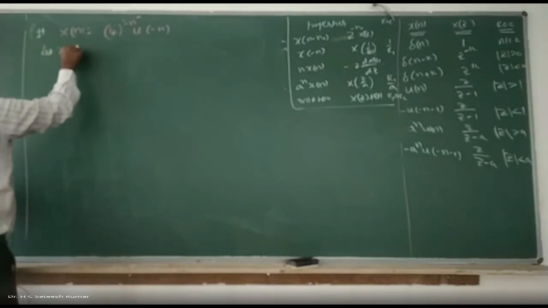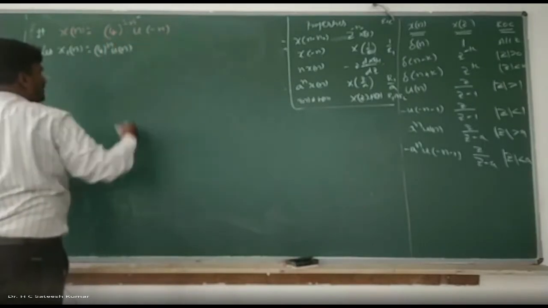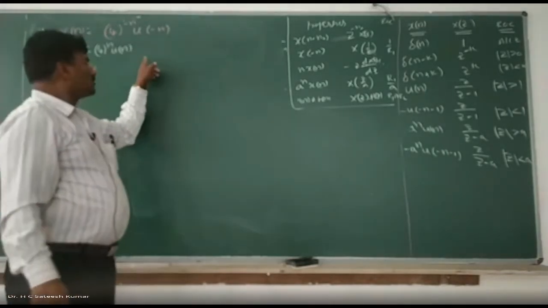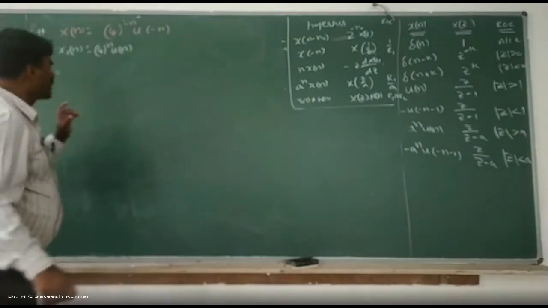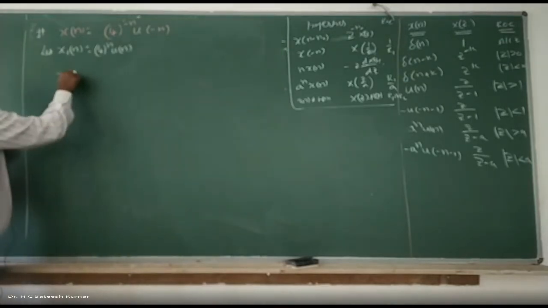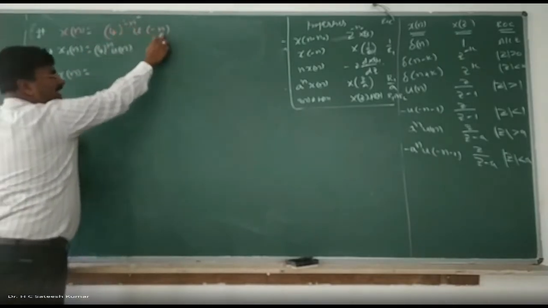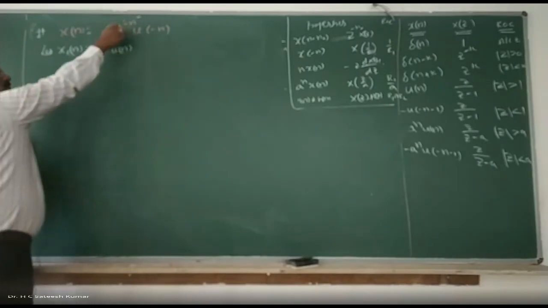Substitution is very, very important. x1 of n is equal to 4 to the power of n into u of n. I have taken this as the substitution because I know the Z transformation of that one. While doing the substitution, you should be very careful to take it in such a fashion that you know the Z transformation of it. Next, to get x of n, in place of n you should have minus n. If you put minus n in place of n, you will get back this one.